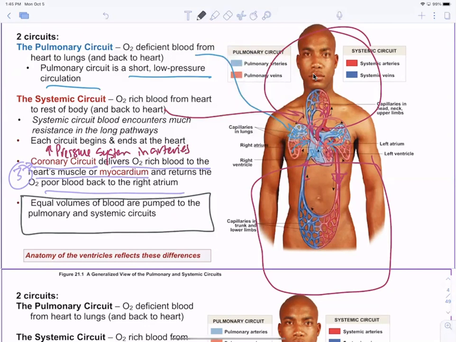And then from the left side, that newly oxygenated blood is delivered to the left side of the heart, and then the left is pumping out that newly oxygenated blood to the systemic system, right, to all the cells of the body. And these are equal volumes of blood being pumped.